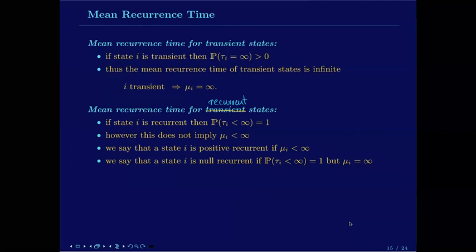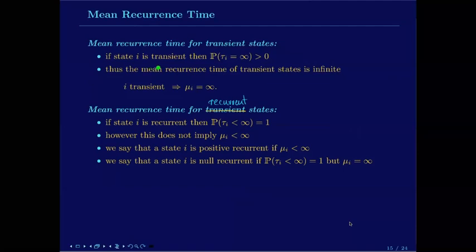Because of that, we make another distinction. Namely, we say that the state I is positive recurrent if the mean recurrence time takes a finite value, so is finite, which implies also recurrence.